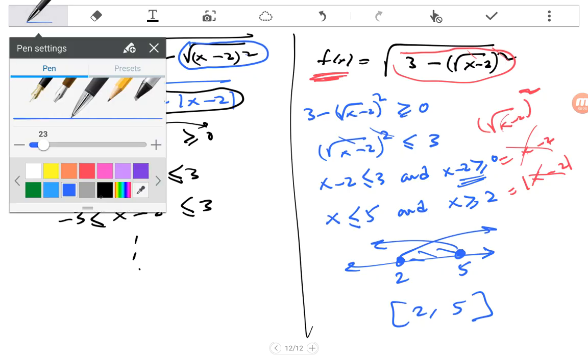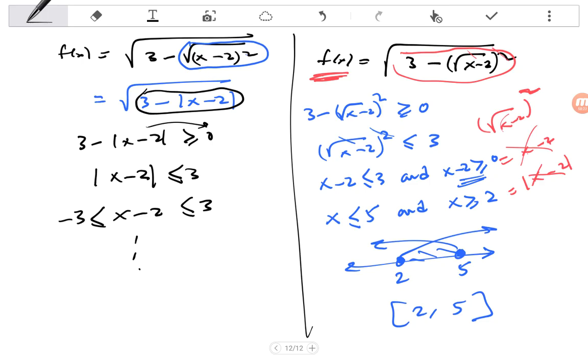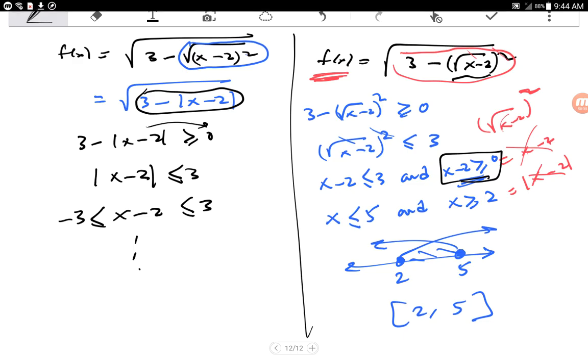Maybe one could have solved this by just making the simplification and remembering the restriction that was on the problem, on the domain of the problem.